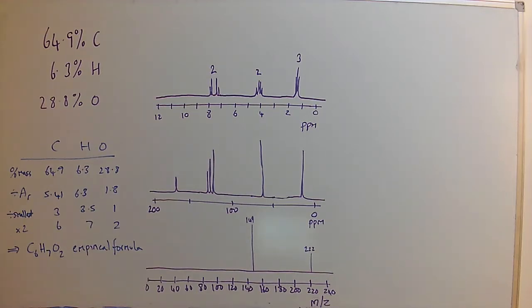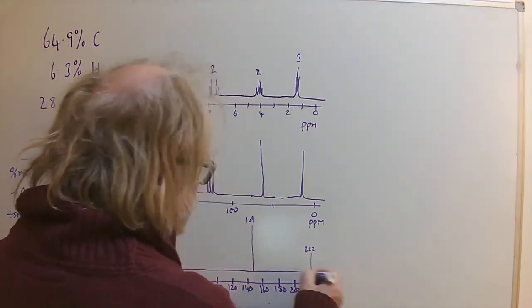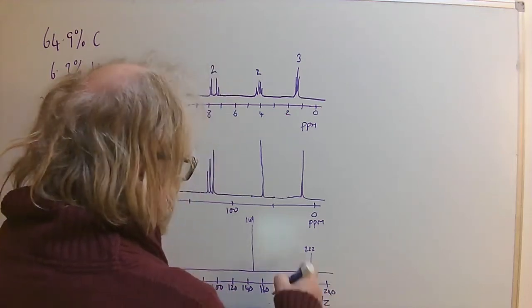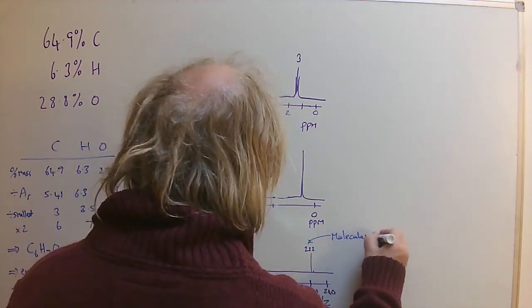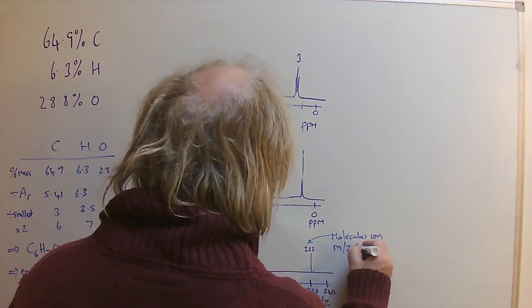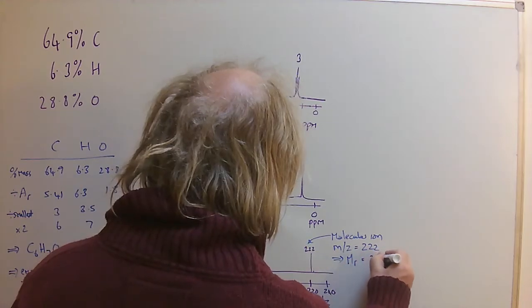To find that, we need to compare that with the MR. So we calculate the empirical MR from this. And if we just add that lot up, we get 111. And then we go to the mass spectrum and we look at this peak, the one furthest to the right. It has a little tiny shoulder on it, remember, which is the C13 satellite, which we ignore, but this peak is the molecular ion peak, and the M over Z is 222, and that tells you that the MR of the compound is 222.